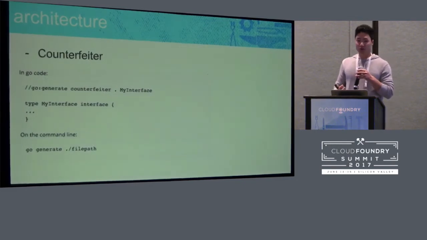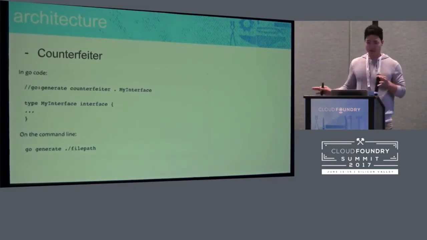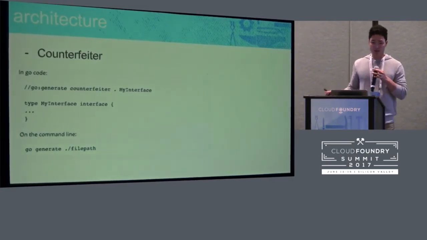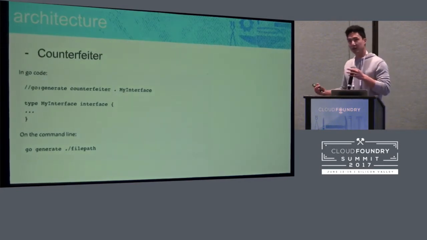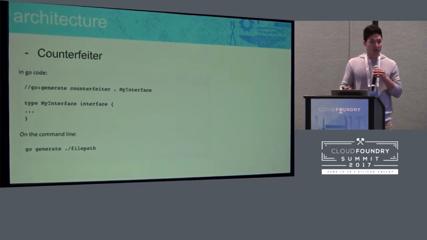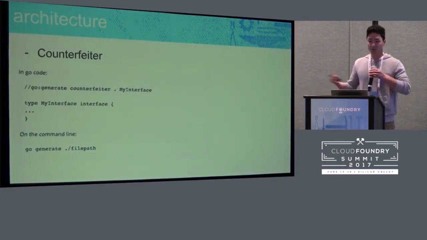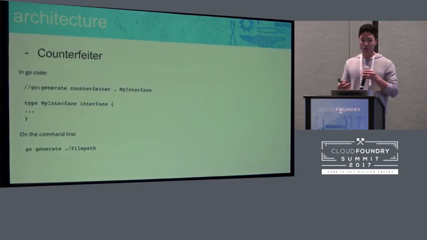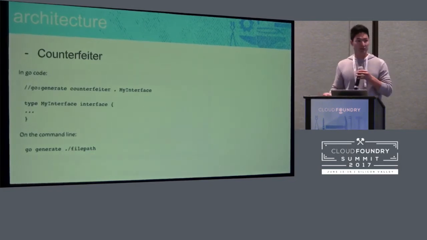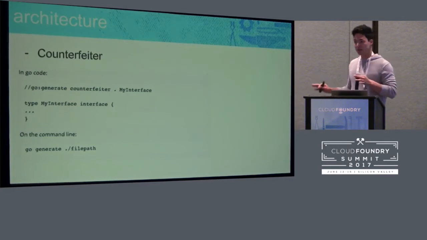We use this tool called Counterfeiter extensively. It's used to generate test fakes. We use this consistently across our refactor code base. It's very easy. Basically, it generates fake stubs based upon interfaces that you use in your code. And so all you need is a comment, as you can see there, to tell Counterfeiter what to generate. And then on the command line, you just run go generate, which is a built-in Golang tool. And this makes our test qualities very consistent.